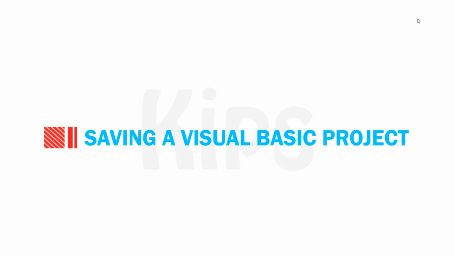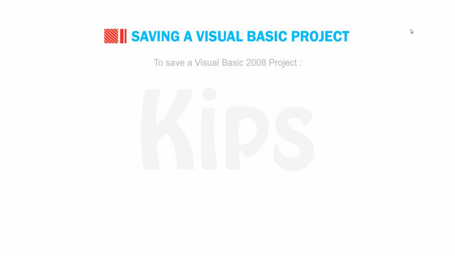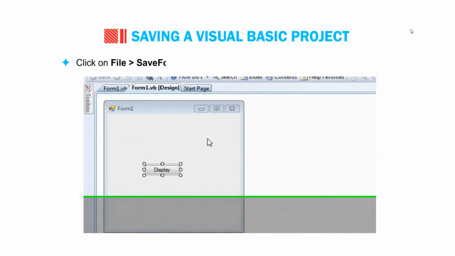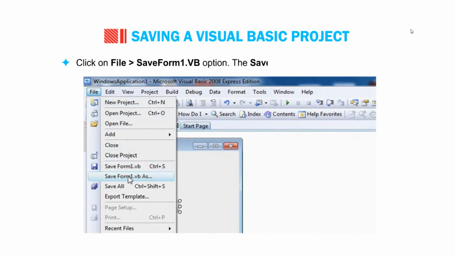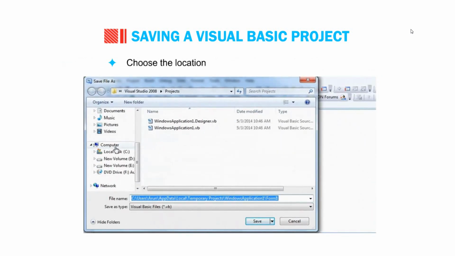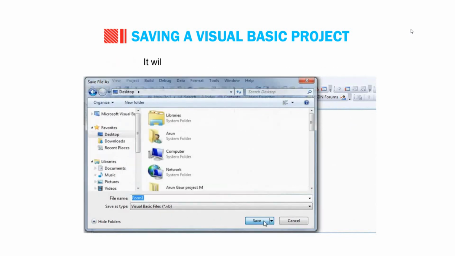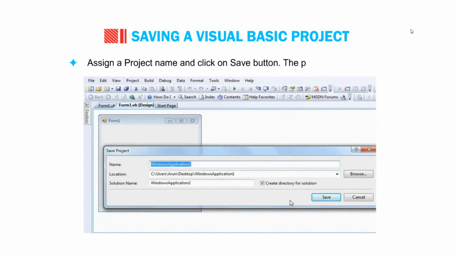Now let us learn how to save a Visual Basic 2008 project. To save a Visual Basic 2008 project, click on File, then go to the Save Form1.vb option. The Save File As dialog box will appear. Choose the location where you want to save your form. Enter the name for the form and click on the Save button. It will display the Save Project dialog box. Assign a project name and click on the Save button. The project will be saved.